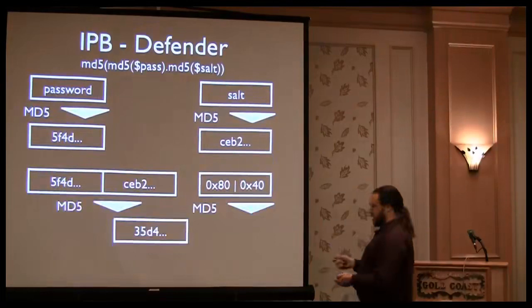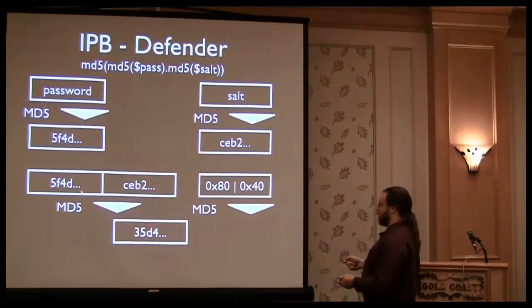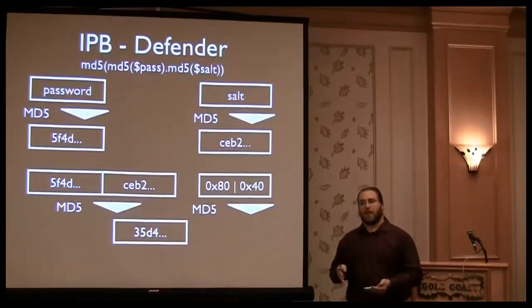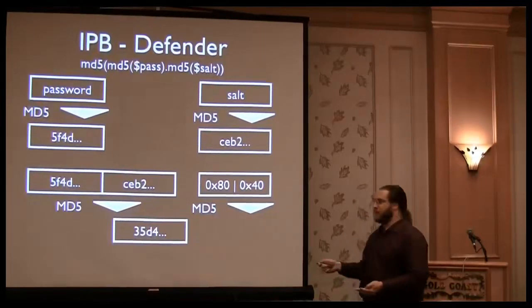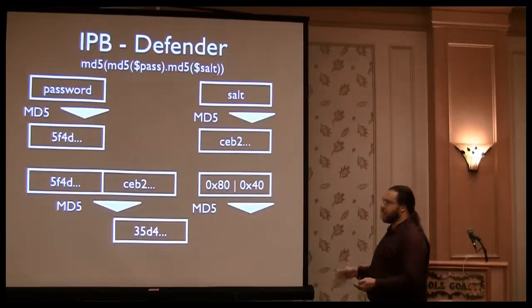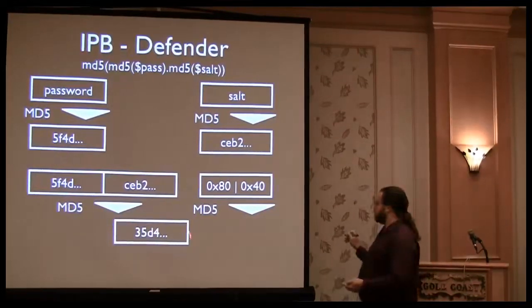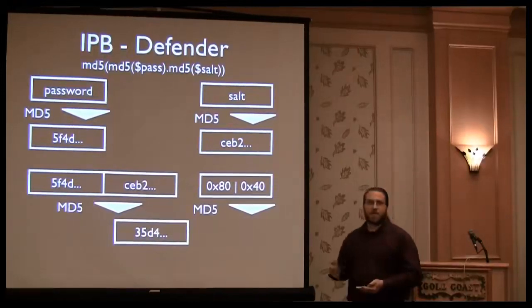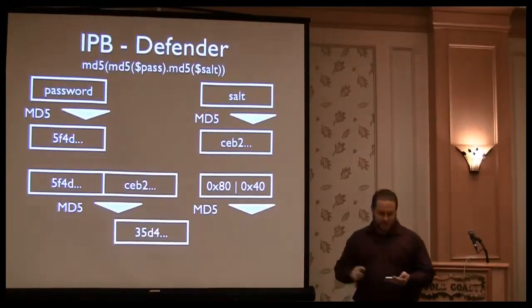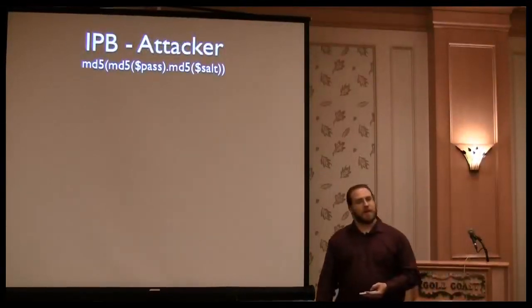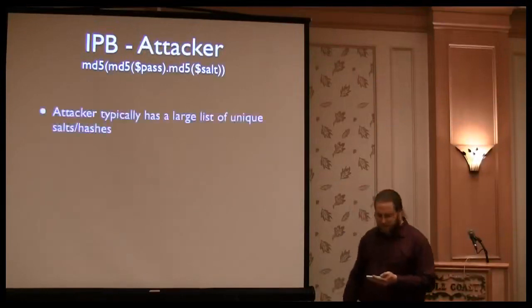They then take those strings, concatenate them together, and because this is a 64-byte long series, the padding and the length actually go in their own block, and so you get the final hash. So for the defender, they've had to do 4 MD5 blocks to get the final hash. The attacker, on the other hand, is typically running in a slightly different environment.